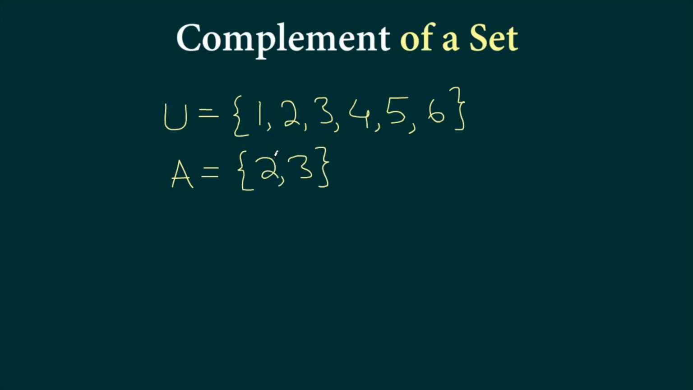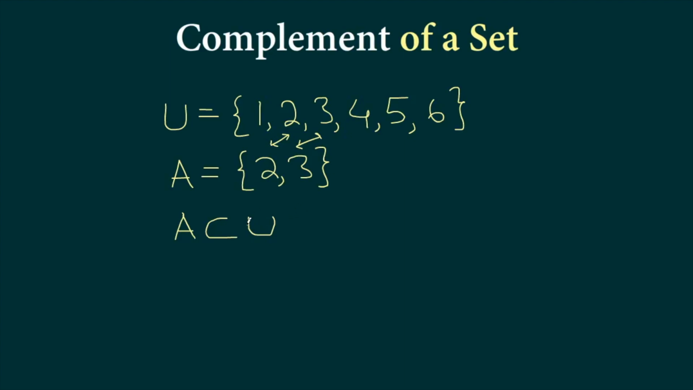So here we have defined two sets. We clearly see that set A is a subset of the universal set. Why? Because we have learned what is a subset. Here all elements of A, which are the elements 2 and 3, also belong to the universal set.